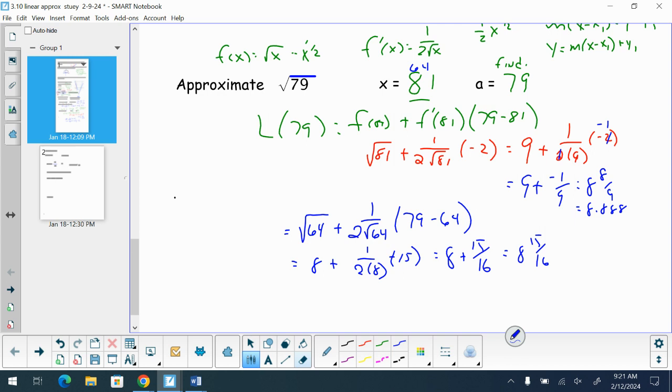So we have 8 and 15 sixteenths. 15 sixteenths is what as a decimal? 0.9375. Which is a little bit different than what we have up here. This is a little bit further away than the actual square root of 74 or 79. It's one of those things where the further you get away from your actual value, the not as close you have with respect to the approximation.